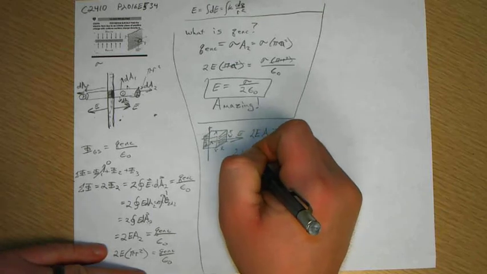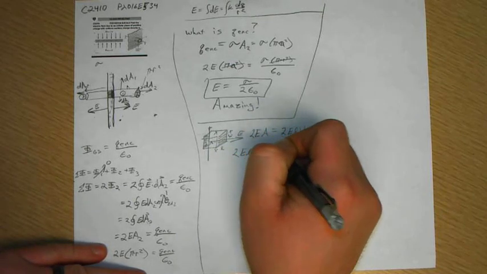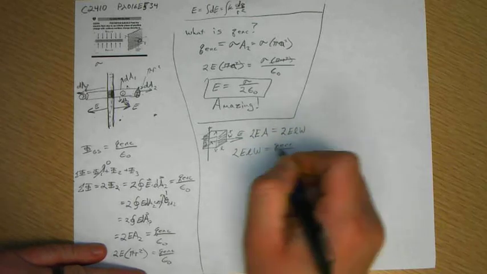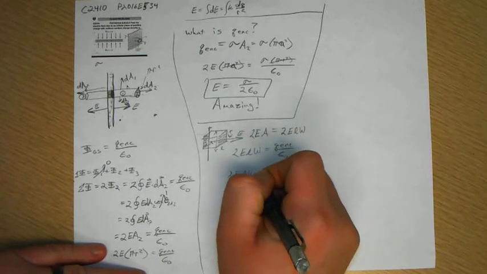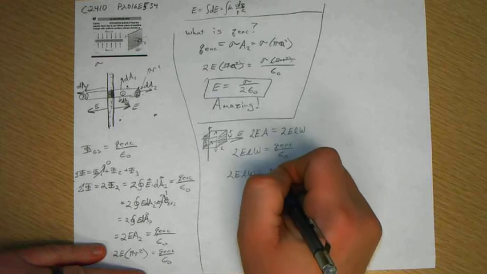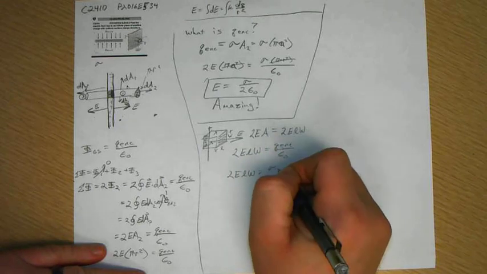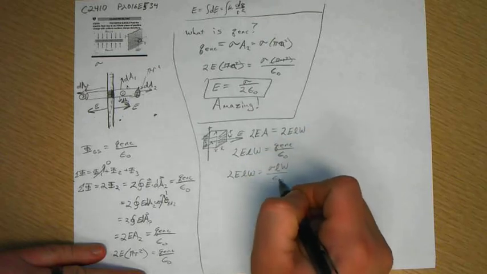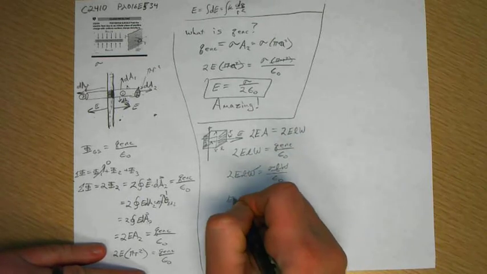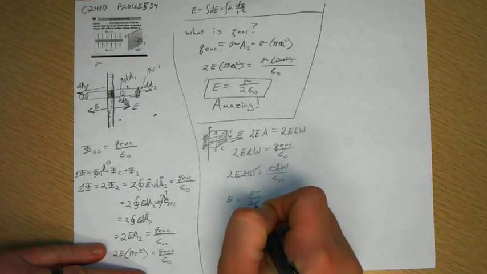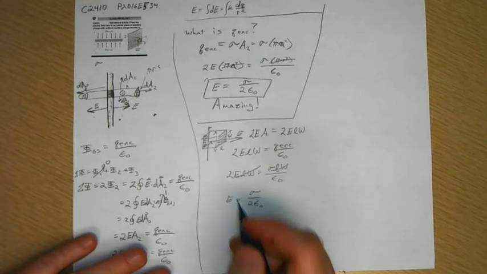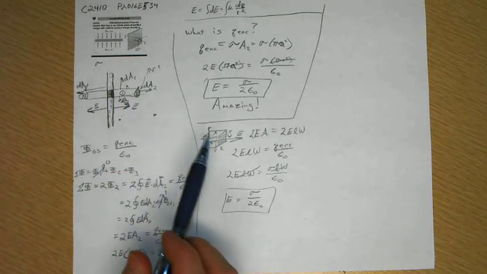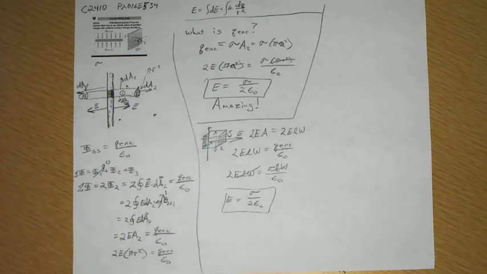So 2ELW equals, again, charge enclosed over epsilon naught. 2ELW equals charge enclosed, which is the surface charge density times the surface itself, length times width, over epsilon naught. What do you know? Length times width cancels. E equals sigma over 2 epsilon naught. So it doesn't matter if you use a cylindrical surface or a cubical surface, you get the same answer.